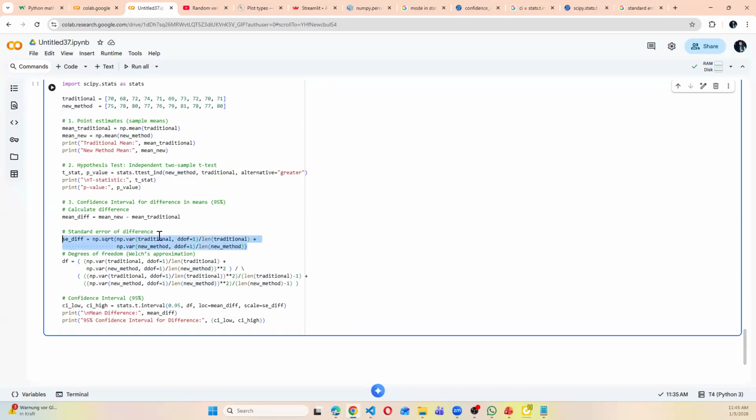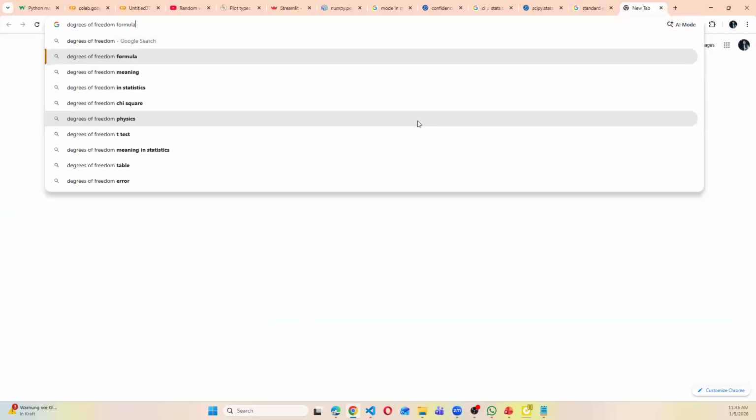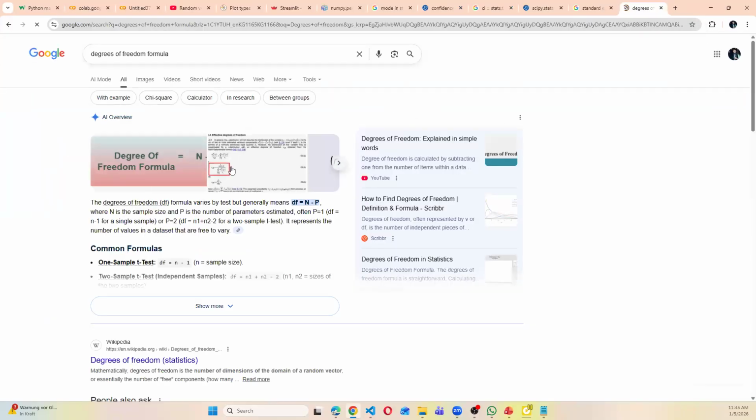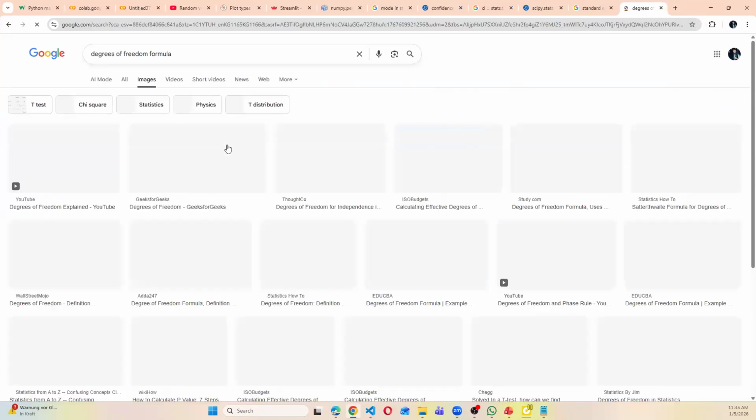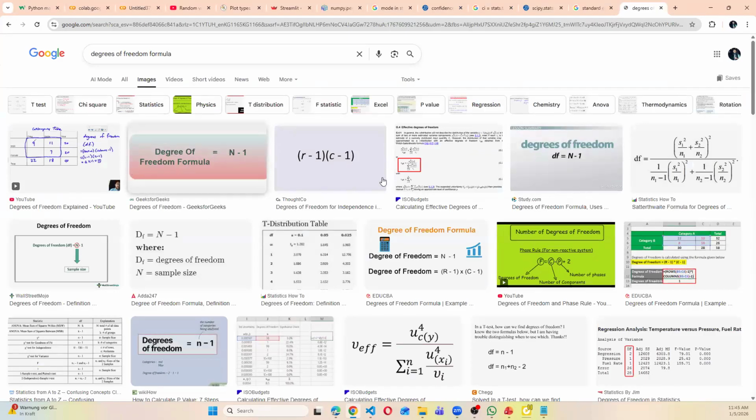That gives the standard error of the difference. Now for the degrees of freedom, you use the Welch approximation. So there is another formula, the degrees of freedom formula. Okay, I can see this one. So you can see the formula here. This could be the formula for this.